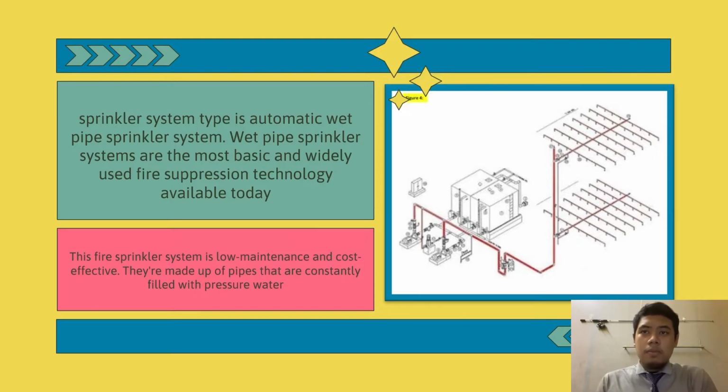They are made up of pipes that are constantly filled with pressure water. There are several main components of wet pipe sprinkler system. Example like stop valve, alarm valve, fire sprinkler head, alarm test valve and tank.